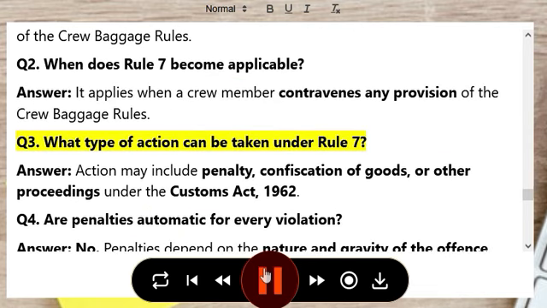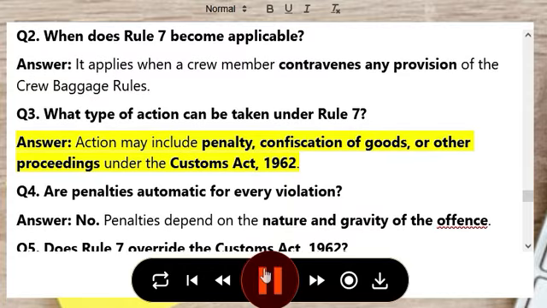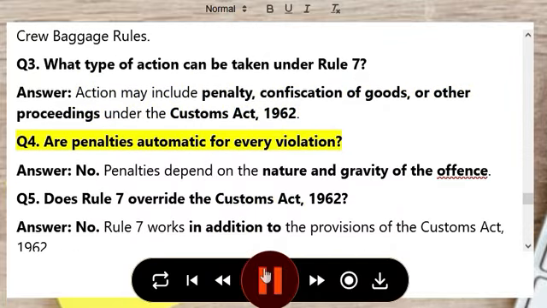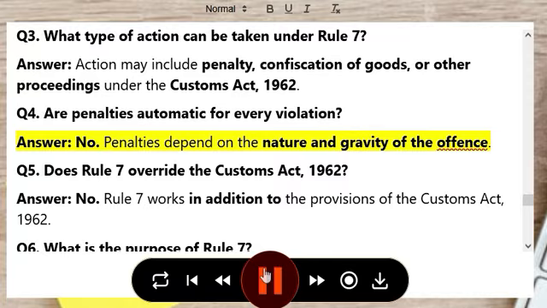Q3. What type of action can be taken under Rule 7? Answer. Action may include penalty, confiscation of goods, or other proceedings under the Customs Act 1962. Q4. Are penalties automatic for every violation? Answer. No. Penalties depend on the nature and gravity of the offence.